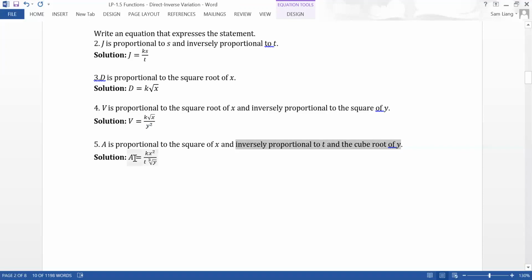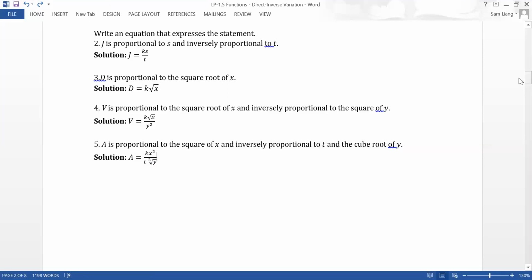Okay, so it'll be A equals K times X squared, right? Okay, so proportional to the square of X, right? K times X squared. And then in the denominator, it's going to be T times cube root of Y. Okay, so I had to add a space here because without that space, it kind of looks like T cubed. So just to make that extra clear, I added that space in, right? So T times cube root of Y. Okay, and that'll be your final answer for question 5.